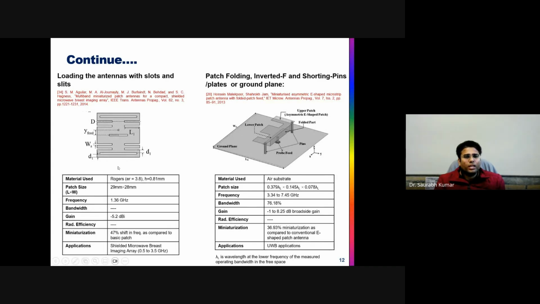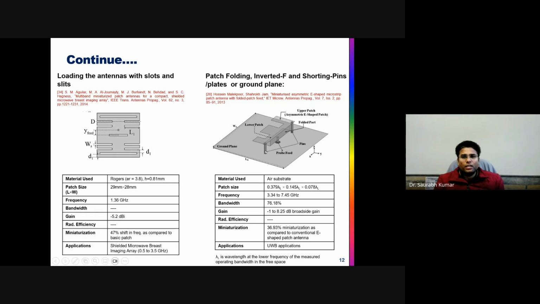There are applications that require a negative gain, means you don't need too much radiation, too much power. You need a low power. So in shielded microwave imaging, you can use this type of array and find an application of it. Like the patch folding and inverted F antenna, where the folding is done to achieve the lowered size of the patch.